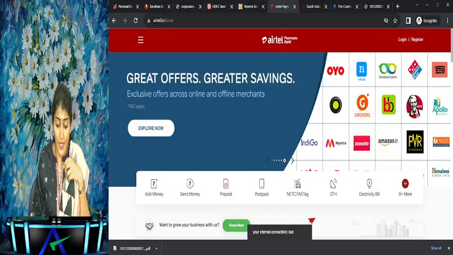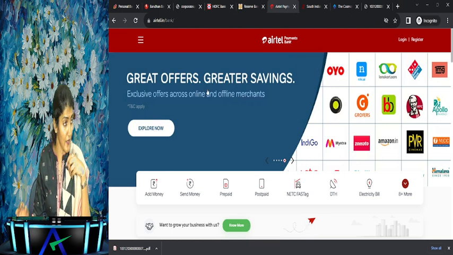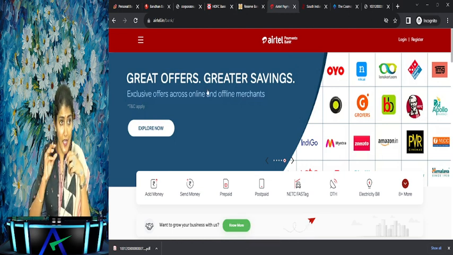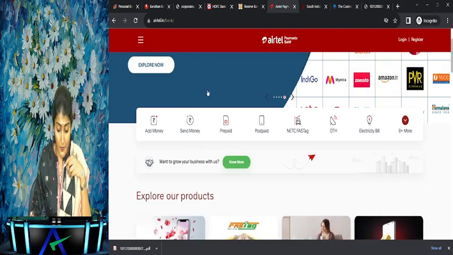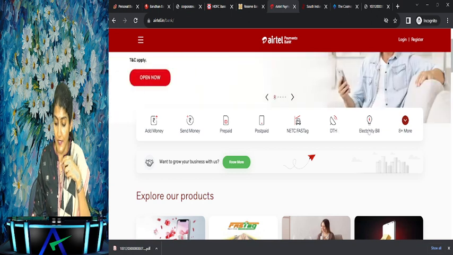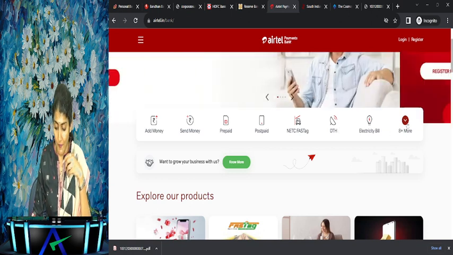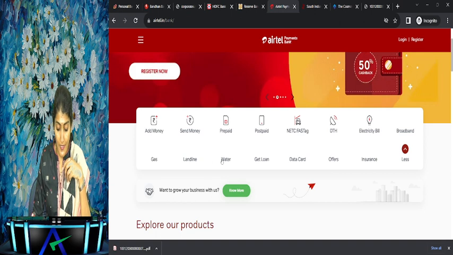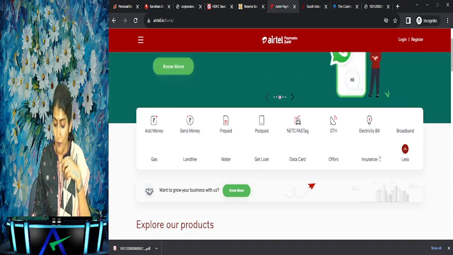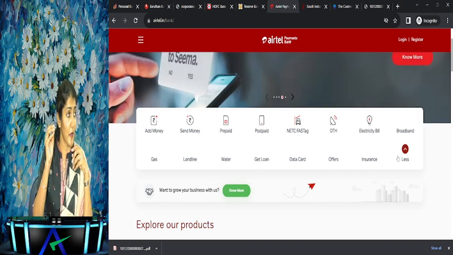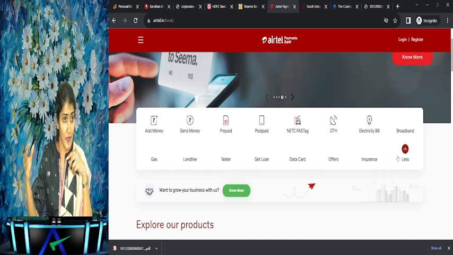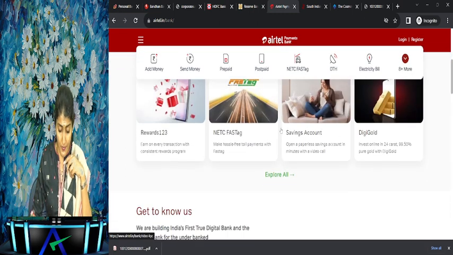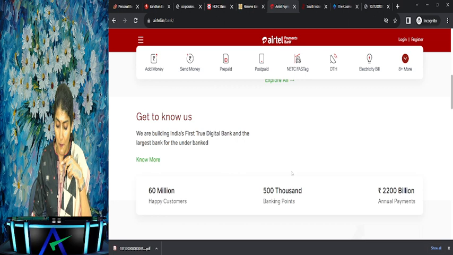Then you have the Airtel Payments Bank, right? Nowadays we have the Paytm Payments Bank and the Airtel Payments Bank, which only facilitate payments, right? You can add money, send money, prepaid, postpaid, FASTag, DTH, electricity bill, and some other services over there, right? So gas, landline, water, get loan, data card, offers, insurance, and that. So it is only for the purpose of payment, no deposit and no fixed deposit or anything else, just for making payments over there, right? So that's the Airtel Payments Bank.